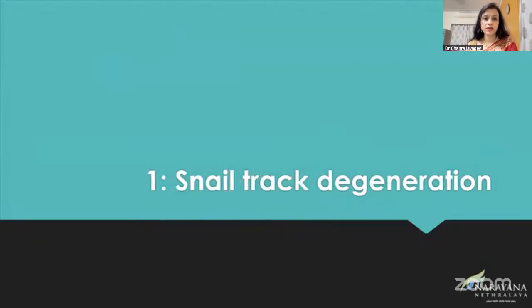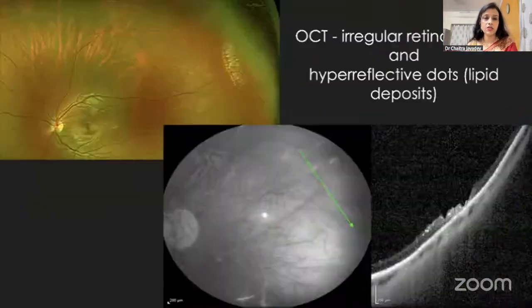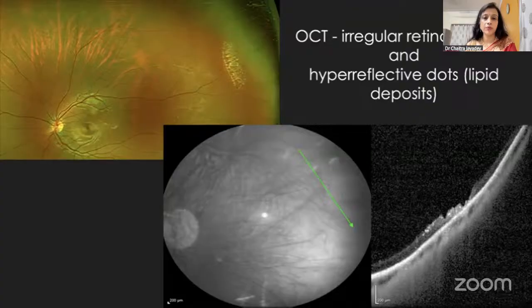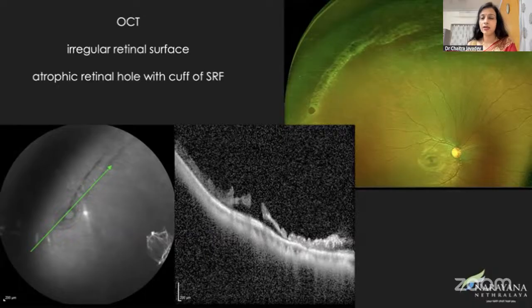First is the snail track degeneration. It's important because it has the same size, shape, orientation, and location as lattices occur. It can also be associated with a retinal hole, as you can see in this image. The OCT generally shows an irregular retinal surface and hyper-reflective dots, which are primarily lipid deposits. Now, this is how you can see the irregular retinal surface, and very clearly you can see an atrophic retinal hole there with a cuff of SRF as well.